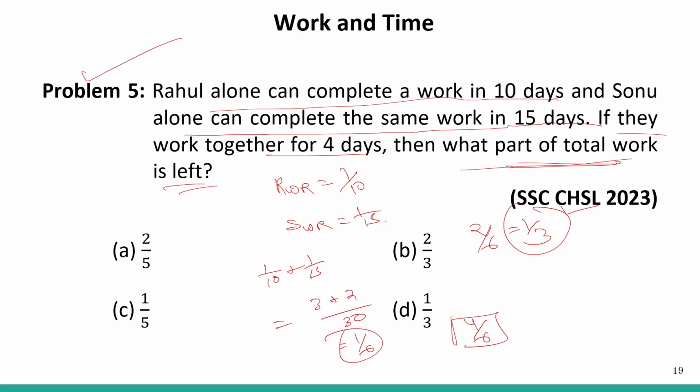So then what part of the total work is left? 1 minus 4 by 6 is equal to 2 by 6 is equal to 1 by 3. So 1 by 3 of that work is actually remaining or is left. Okay, so this is how we solve problem number 5. So D is the only correct answer here.